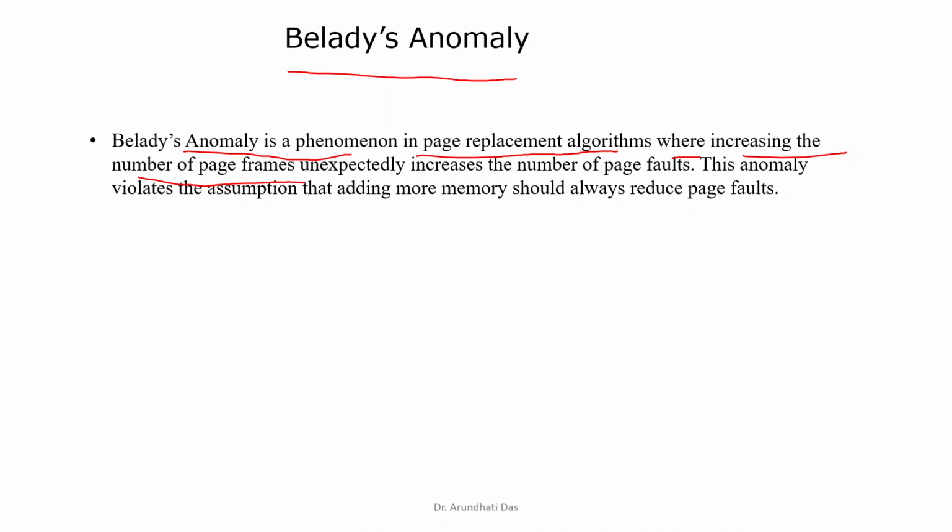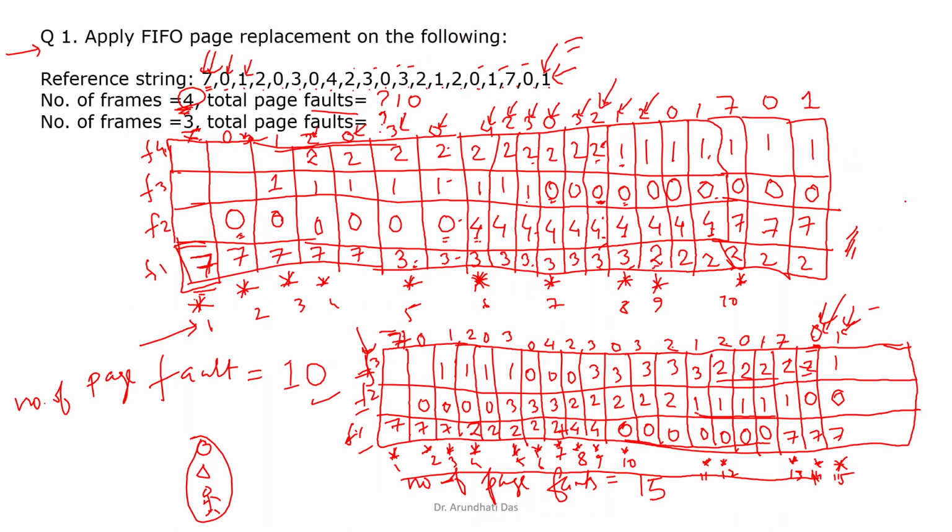Let me continue. So what is Belady's anomaly? When we increase the number of frames, unexpectedly it will increase the page faults also. That is a reverse phenomenon, which is not observed in the previous example. Here when the number of frames is more, the page faults are less.